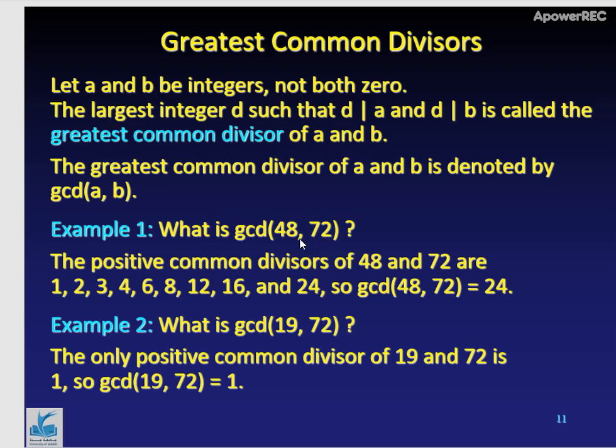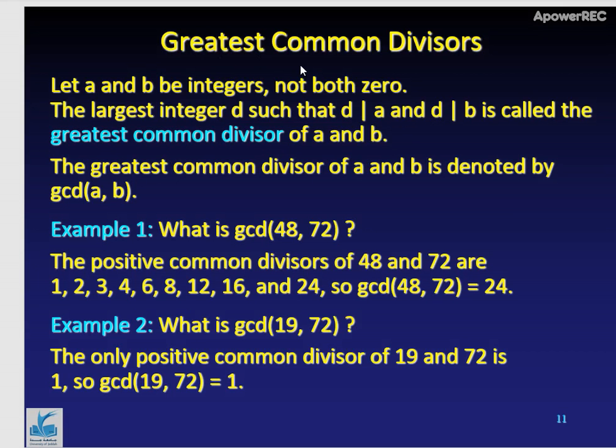And we can try to find their factors, and then we will see what is the largest factor which is common between the two, and that we will decide as the greatest common divisor of the two integers 48 and 72. So let's look at their divisors in detail. For example, we can see that 48 has the following as its factors.